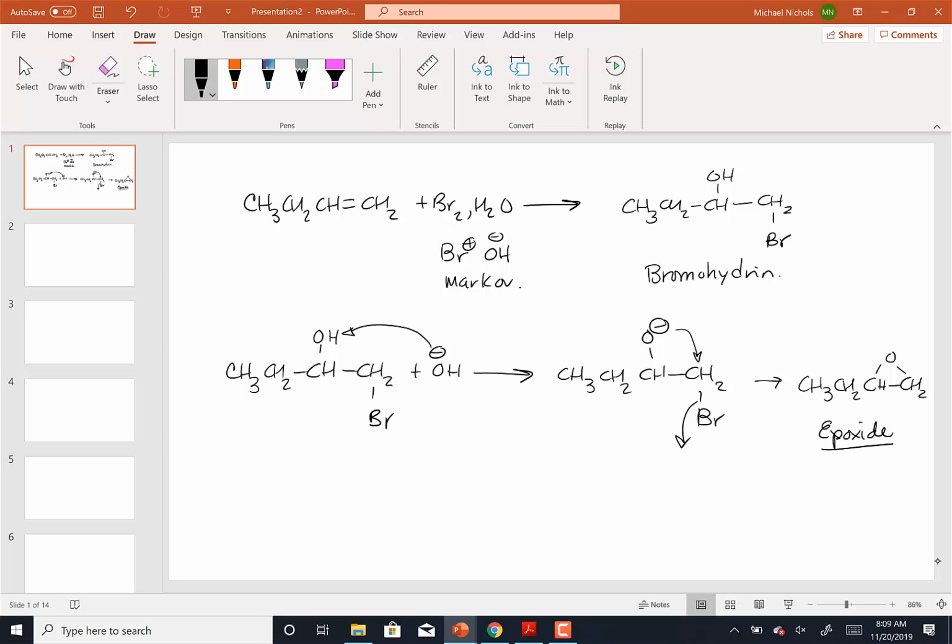Epoxide is a common name. This is actually called an oxirane, which is the IUPAC name. But an epoxide has the three-membered ring with an oxygen in it. So when you make a bromohydrin, you can simply deprotonate it and then have it do an SN2 reaction, an internal one, to make the epoxide. And so that's method number one to make an epoxide.